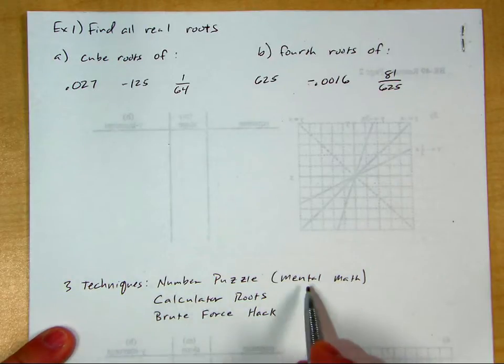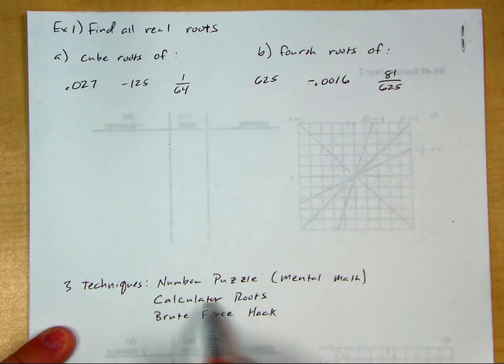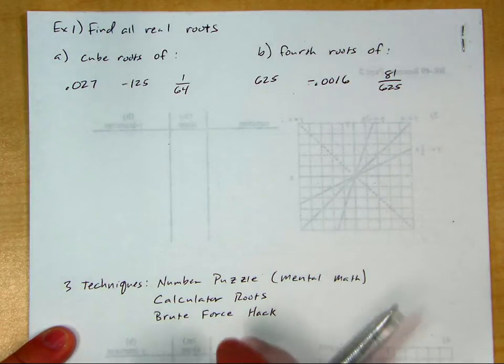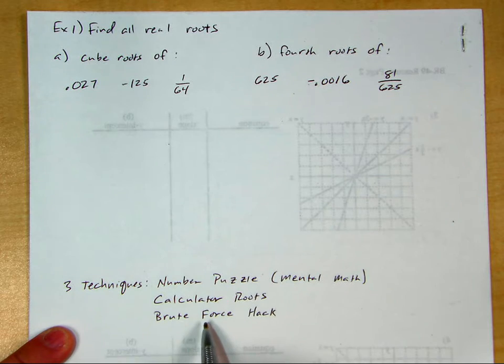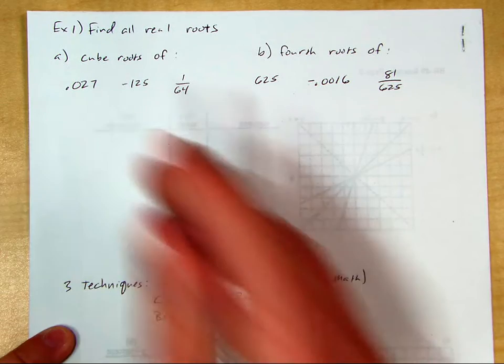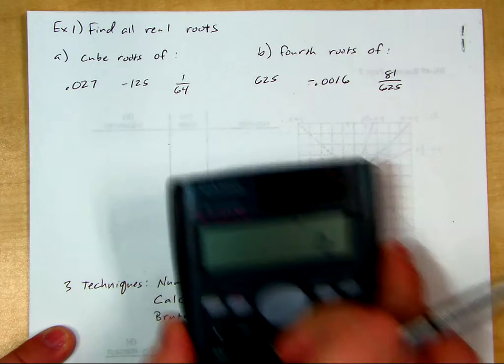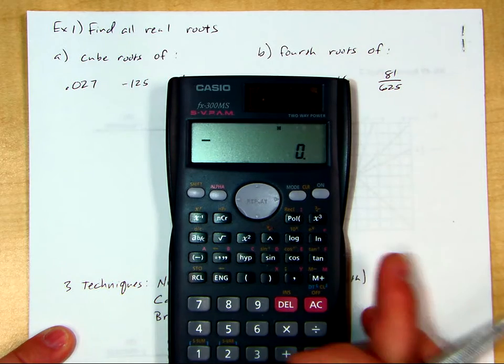There's a number puzzle where you kind of do mental math. You can use the calculator root button, or you can just try to multiply on your calculator and just keep pressing buttons until you find the right answer, and I call that a brute force hack. So for 0.027, let's do this one with calculator roots. Let's see if I can get this one right.